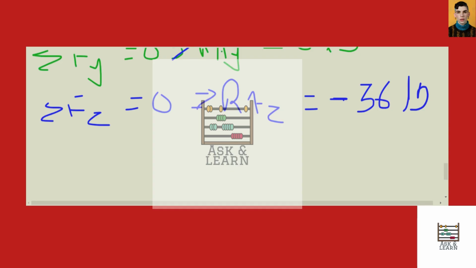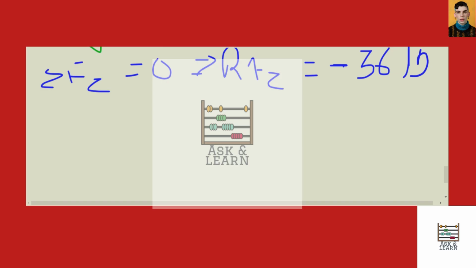And to write the full equation of RA, as we know, RA is equal to RAX I plus RAY J plus RAZ K. That means in our case 66I plus RAY J, which is 0, plus RAZ K, which is minus 36K.